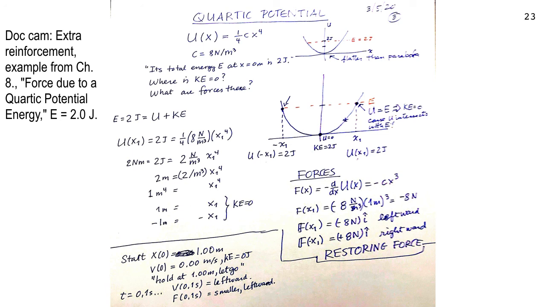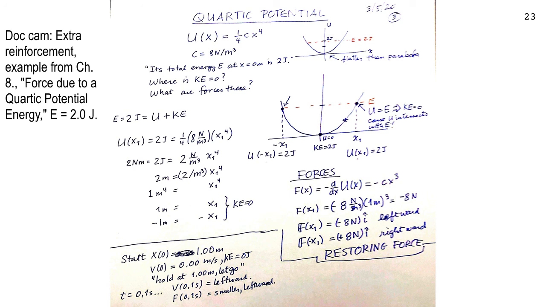So let's write this, instead of 2 joules, as 2 newton meters. Okay. And then I can cancel newtons, but I can't cancel meters. So I've got 2 newton meters equals 2 newtons per cubic meter times X1 to the fourth. So X1 to the fourth is equal to 1 meter to the fourth. Okay, so the units work out well. This one's a cinch: X1 is equal to 1, or minus X1 is equal to minus 1 meter.